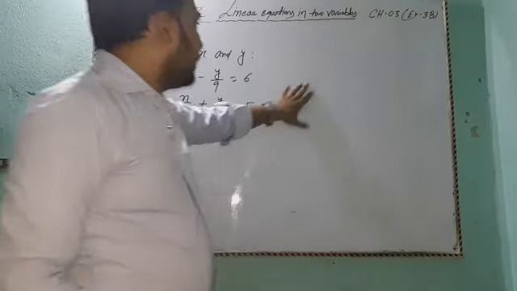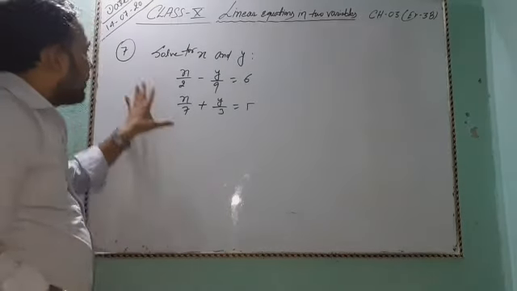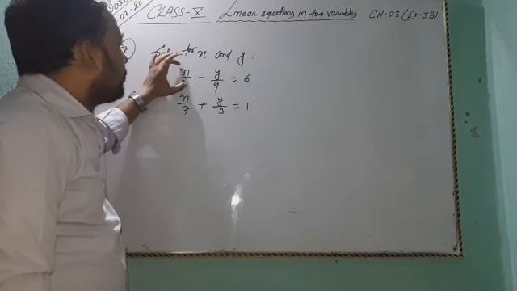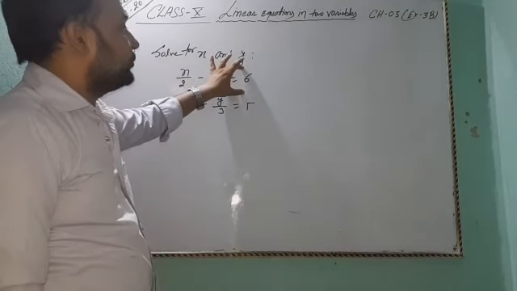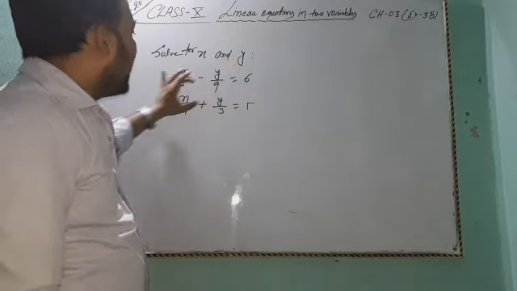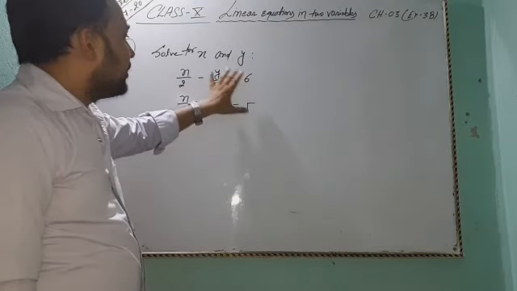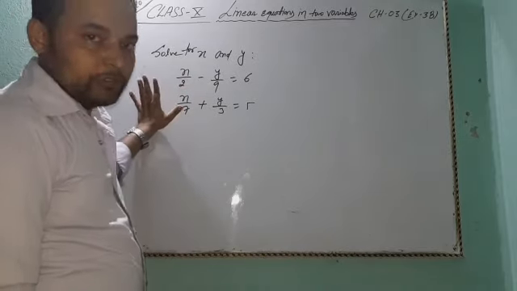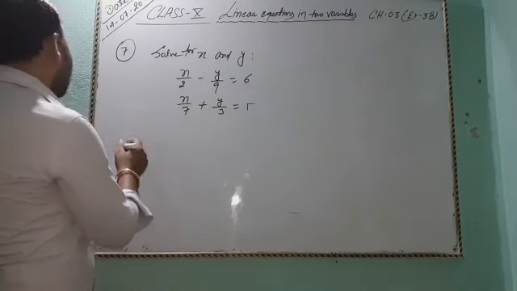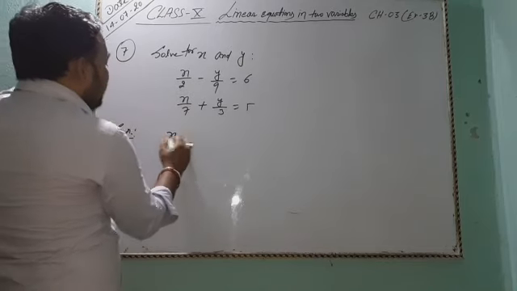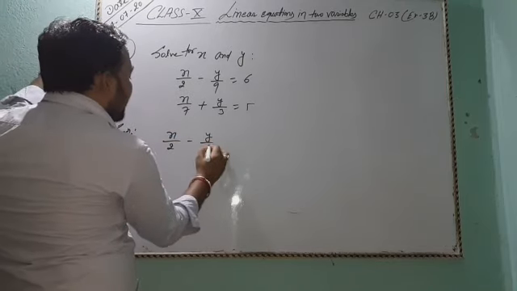So exercise 3b question number 7: solve for x and y. x/2 minus y/9 equal to 6. Okay, and x/7 plus y/3 equal to 5. This is the given system of linear equations. Okay, so now let's start the solution. So x/2 minus y/9 equal to 6.